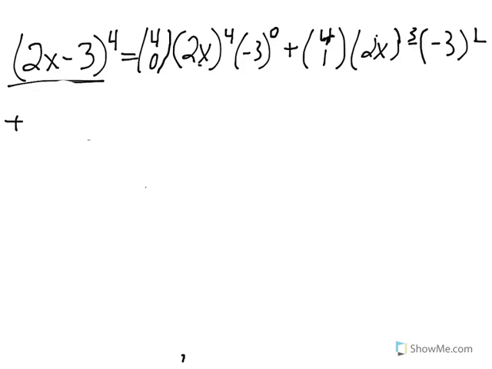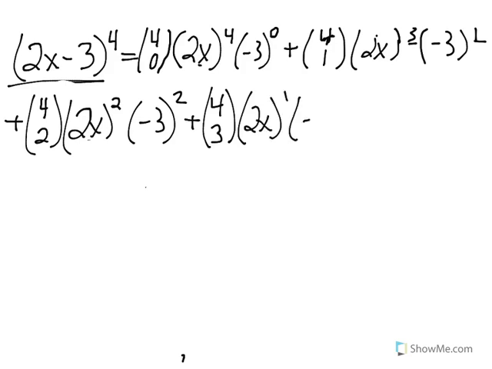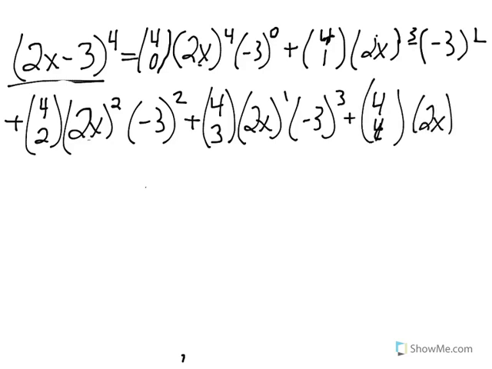Okay, so then we have plus 4 combination 2 of 2x to the second power, negative 3, make sure it stays in parentheses, to the second power, plus 4 combination 3, 2x to the first, negative 3 cubed, and lastly, 4 combination 4 of 2x to the 0, and negative 3 in parentheses to the fourth power.